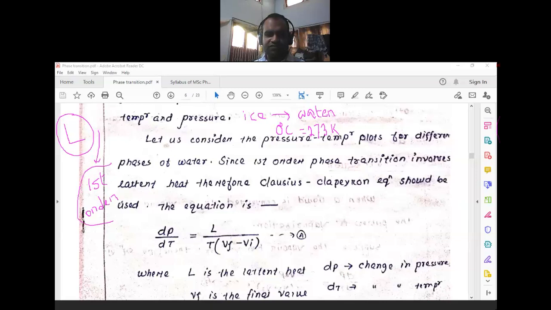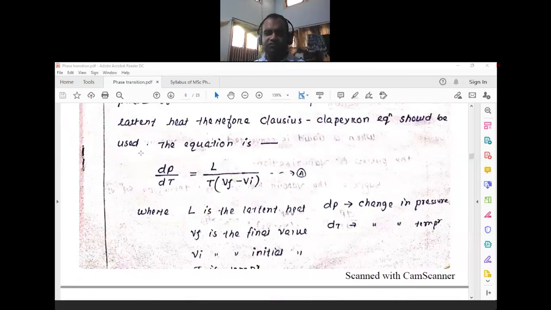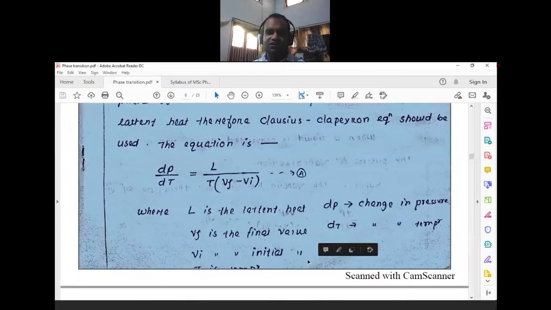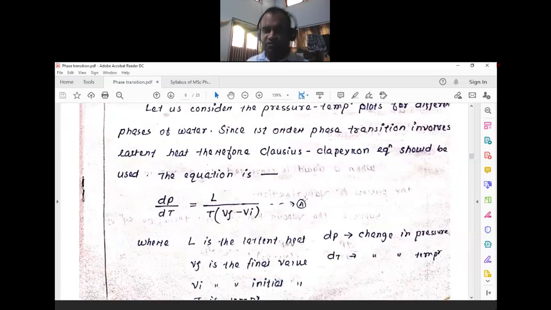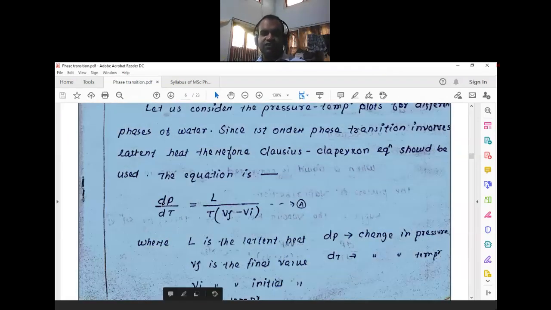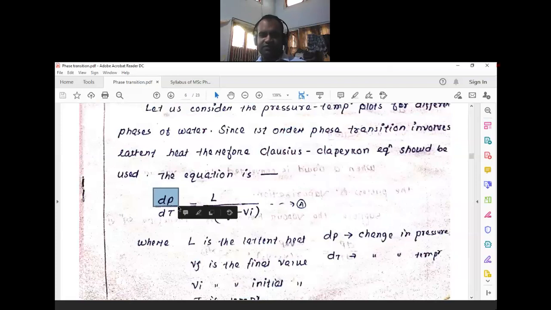Whenever we are talking about first order phase transition, latent heat is involved. In your BSc, you might have learned about this particular equation, known as the Clausius-Clapeyron equation in thermodynamics. What does it say? It says how much the temperature changes when you change the pressure of a thermodynamic system.